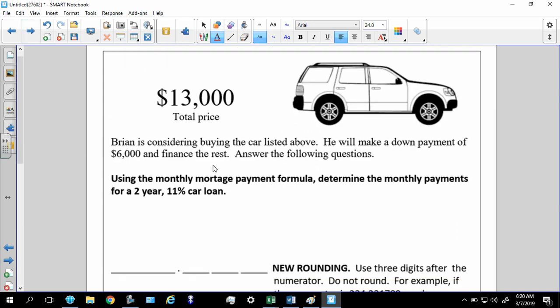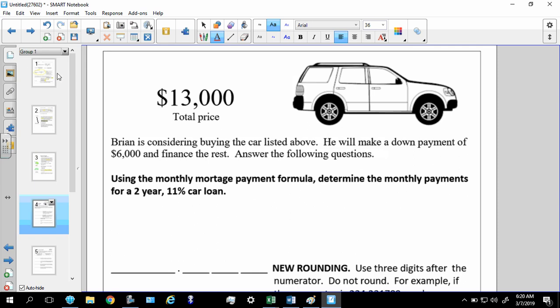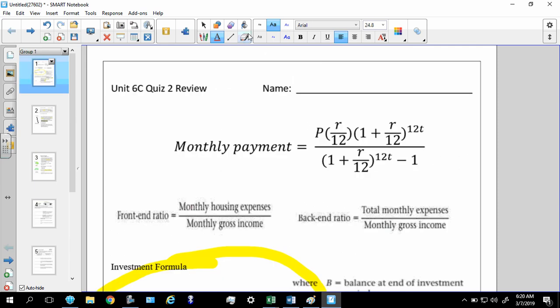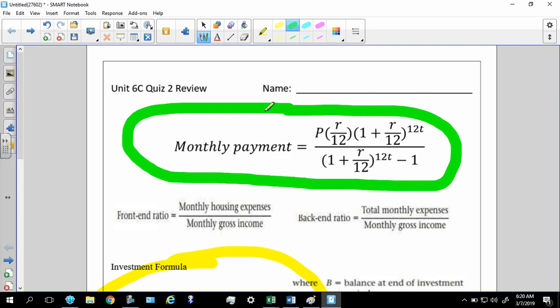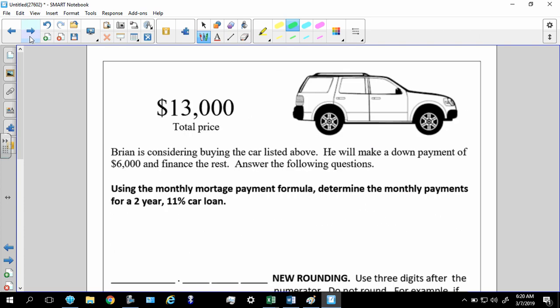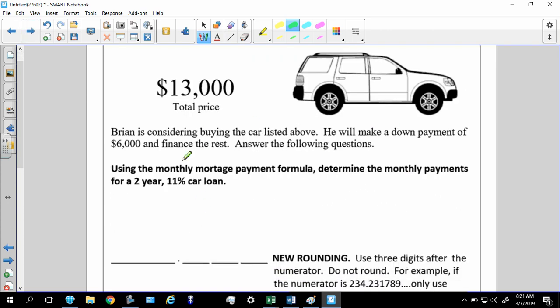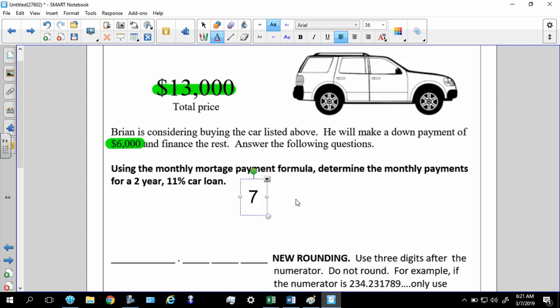All right, so Brian is considering buying the car listed above. He will be making a down payment of $6,000, and he will finance the rest. All right, so this is the finance formula, which, if you need to see it, and there it is. I said finance formula, but I meant monthly payment, like so. All right, so if you've done this more than one time, you should know how to do this. All right, so he's making a down payment of $6,000, but the cost is $13,000. So that means he'll be financing $7,000.